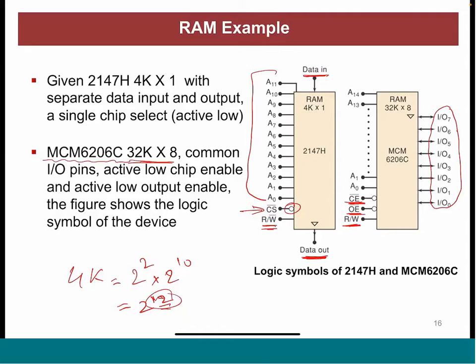And then, of course, because we say it is 32K, which is equal to 2 power 5 times 2 power 10, which is equal to 2 power 15, I have 15 address lines from A0 to A14. I have 15 lines for the address bus. And the size of each memory location is 8 bits.